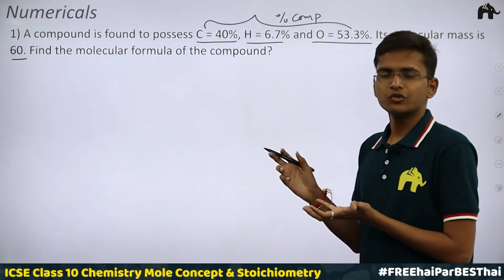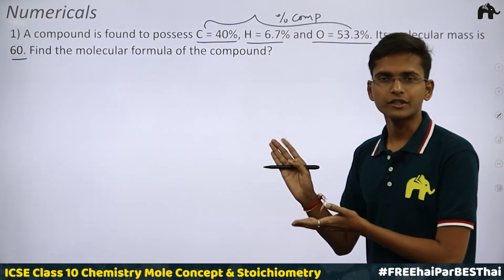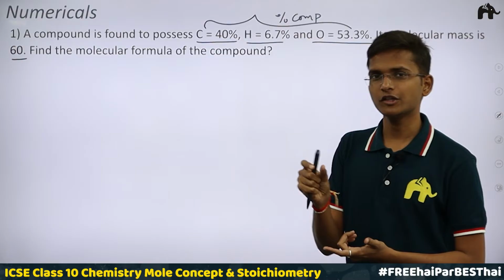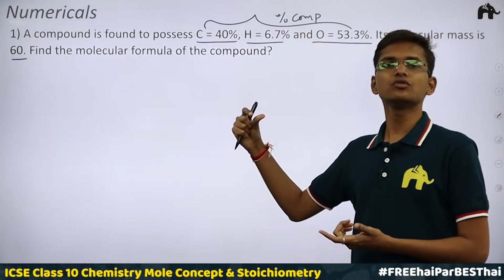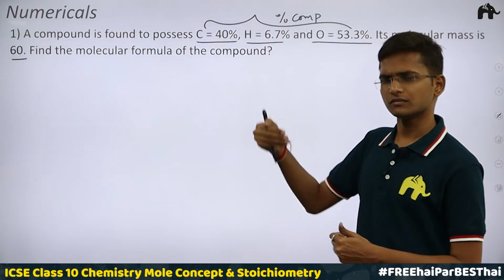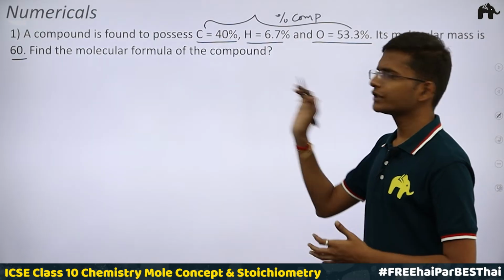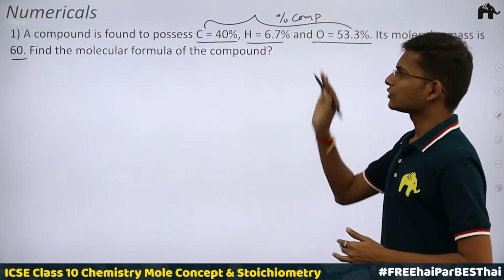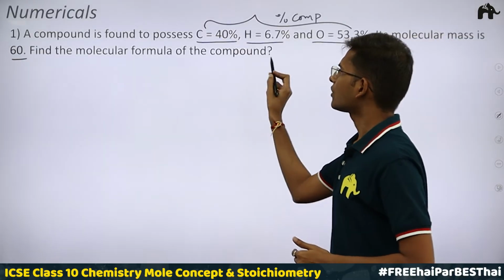And why no need to write the unit? Because we are going to cancel that unit when we find the value of n. The value of n is equal to molecular weight upon empirical formula weight, so the unit would get cancelled. So find the molecular formula of the compound.